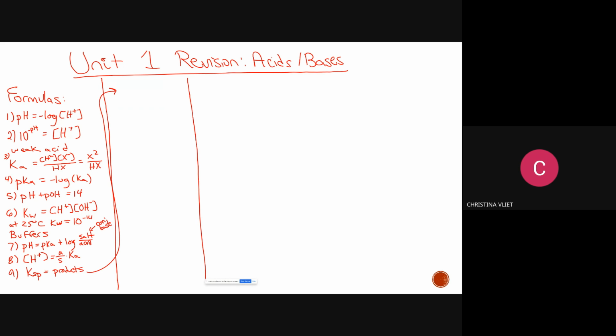And so I have a couple examples here. If you have MX solid, and that goes to M plus X minus, what would the Ksp formula be for this?